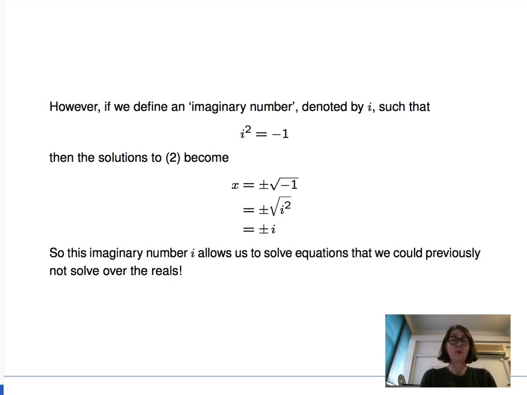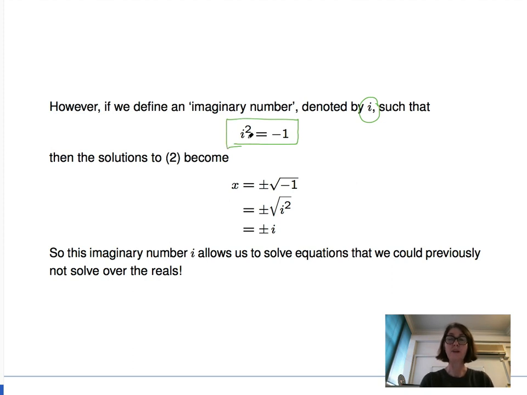Well, what happens then if we think about a new number? So we're going to define something that we're going to call an imaginary number, and we denote it by this symbol i. And the imaginary number i has the following property: i squared equals minus 1.